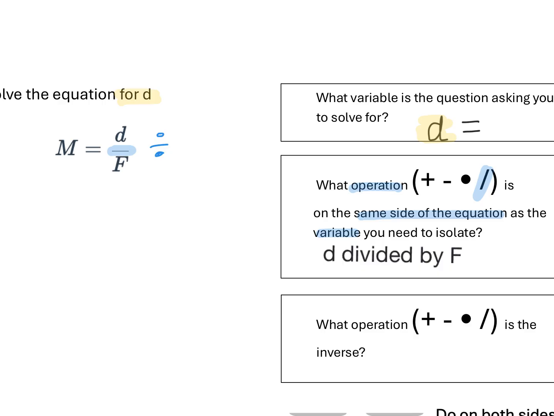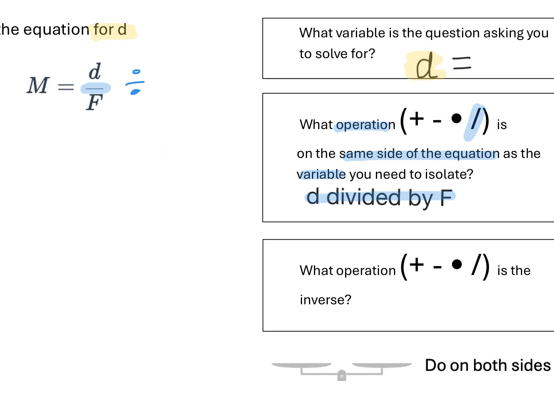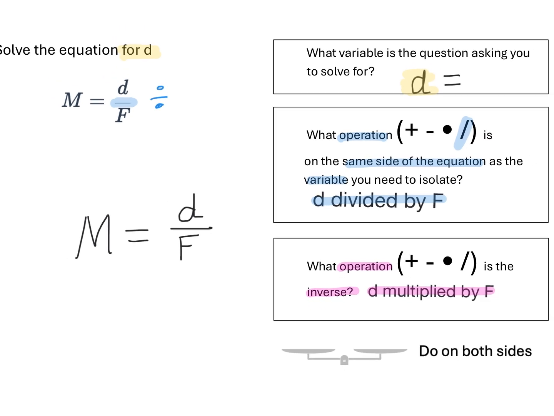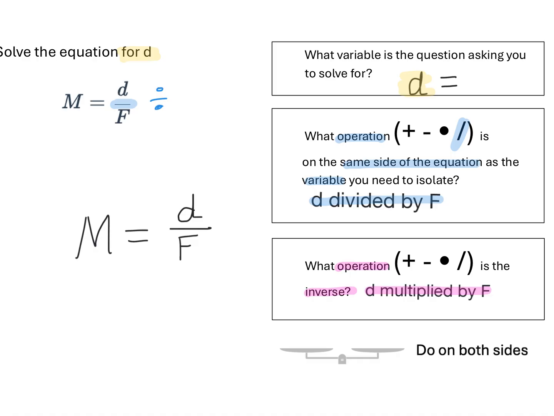So it's the operation D divided by F. Now I need to consider what operation is the inverse of dividing by F, which is D multiplied by F. Now I'm going to bring my equation down so that I can work on isolating my variable.